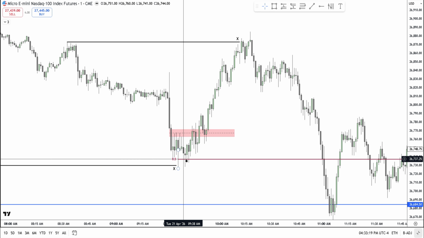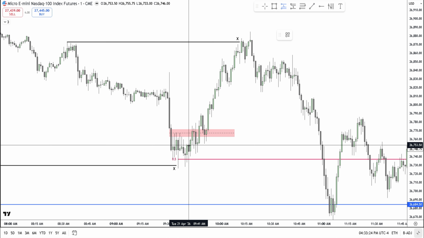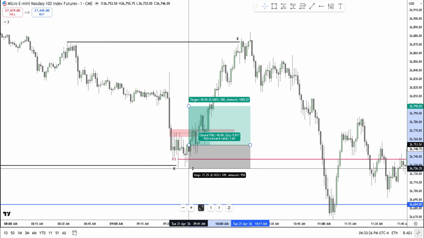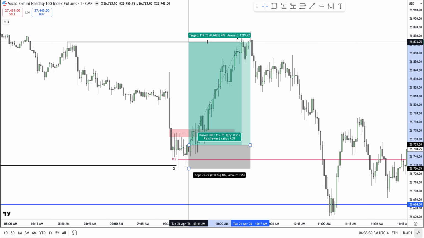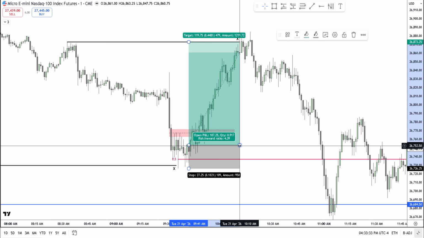So as you can see, it's clearly supporting price. I would enter probably on this close, so right there. Stop would go below the rejection block. We'd also target here or here, either or.